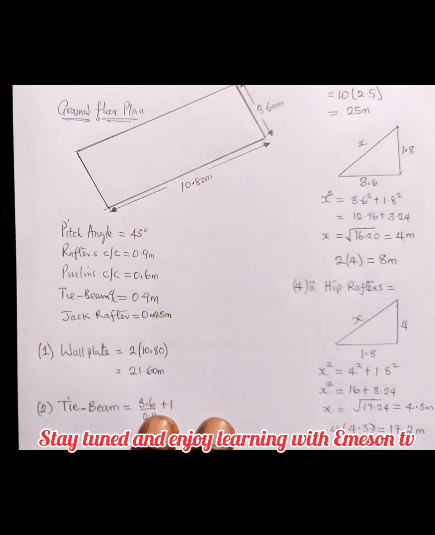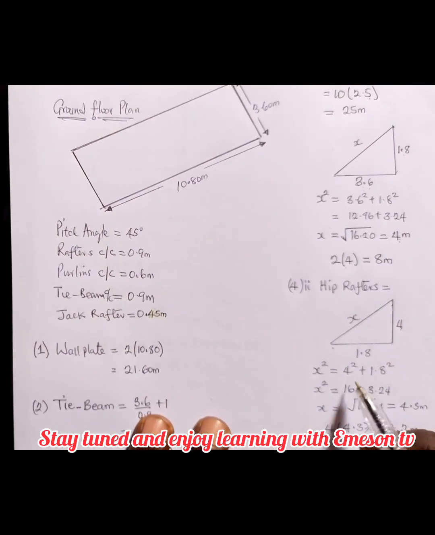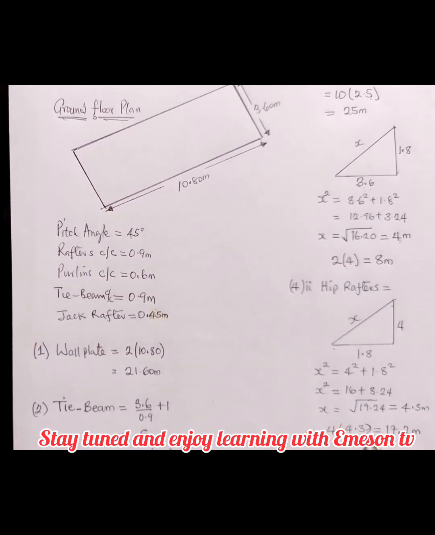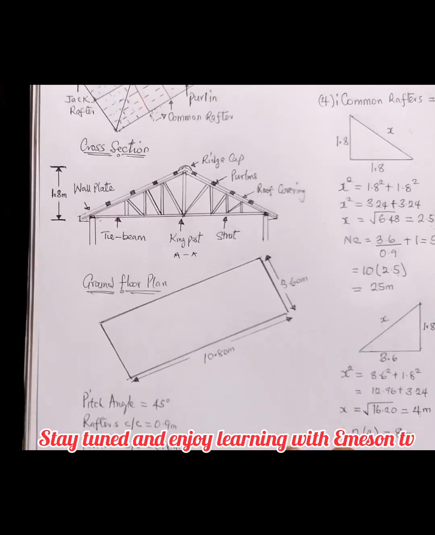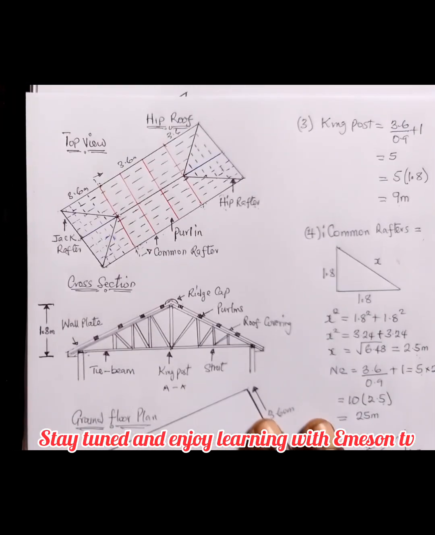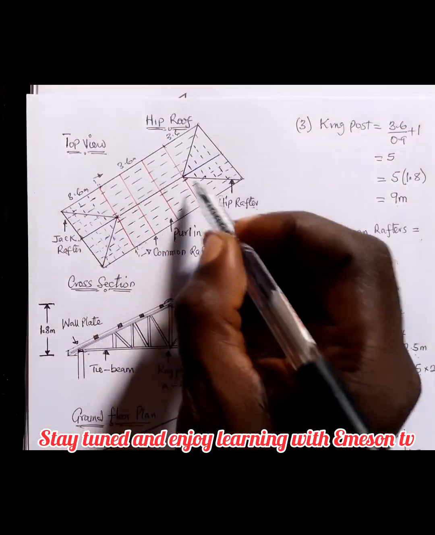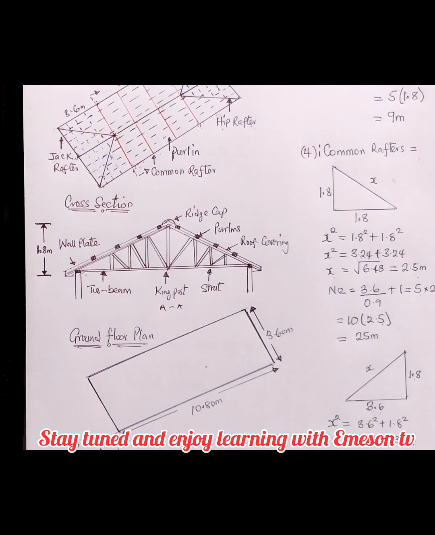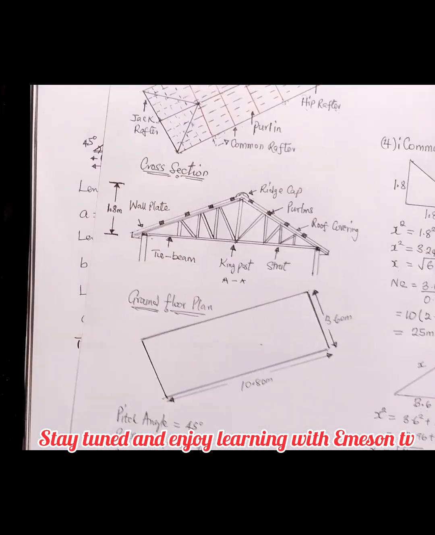So when you solve it out, we have 4 squared plus 1.8 squared. When you solve it out, from here to here is 4.3. Because our hip is what? The hip rafter is 4. I'm multiplying it by 4. 4 times 4.3 will give us 17.2. This is what I mean. You see your hip: 1, 2, 3, 4. So let's proceed. The next rafter we're going to calculate here is our jack rafter.